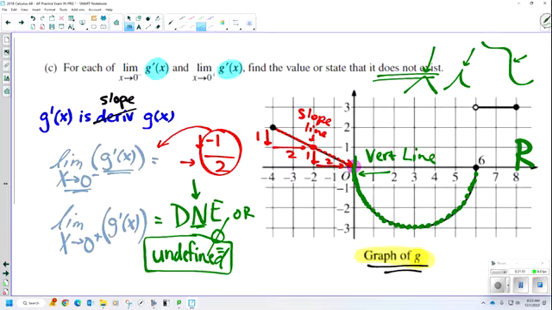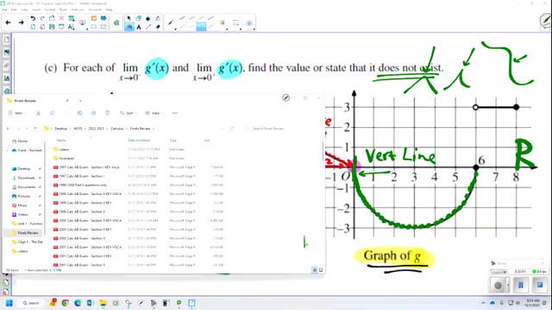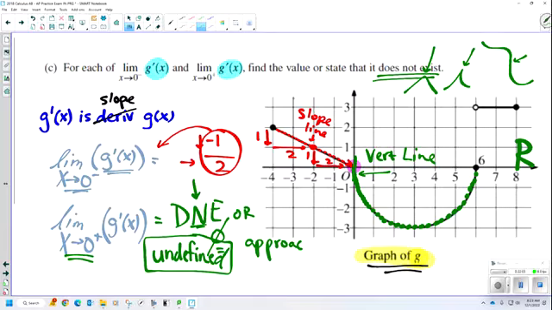It does not exist. Why? Because as I approach 0, it's approaching a vertical line. Therefore, it's undefined slope. It doesn't ask for the explanation, does it? I just like sounding smart, and you should too, because you are smart. One more part for Mr. Smart.